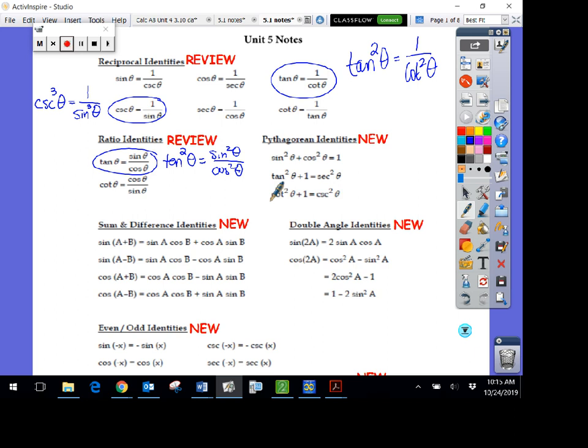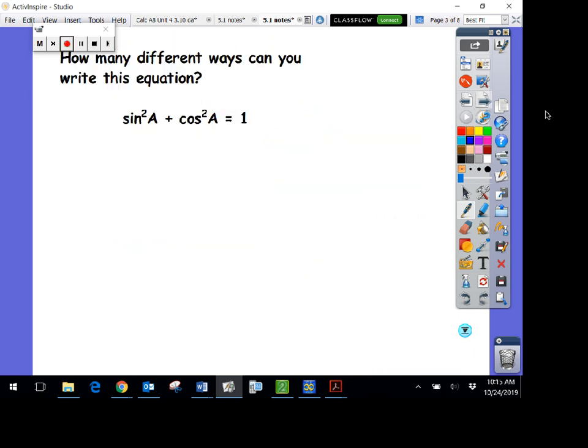Now we can move it around. Let's take this first one right here. If I took that first one and changed it around, I can do that. I want to bring the cosine squared to the other side. So I could say sine squared a equals 1 minus cosine squared a. That's something I can do.